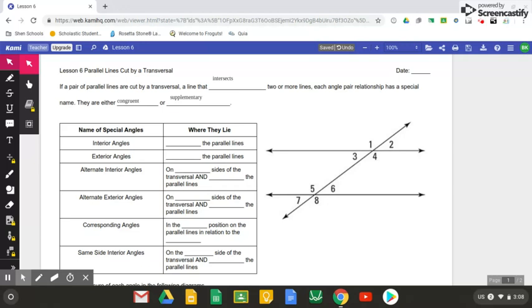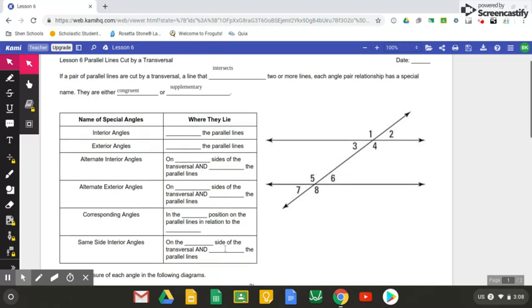They're being cut by a transversal. That is the line going through the two of them. So these parallel lines being cut by a transversal forms all these angles. 1, 2, 3, 4, 5, 6, 7, 8. And some of these they're either going to be congruent to others or add to 180. So here's all our special names down here.